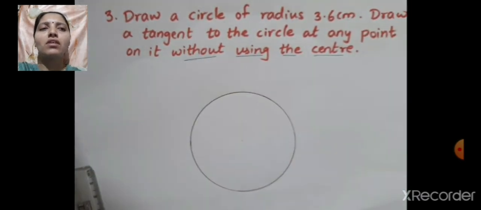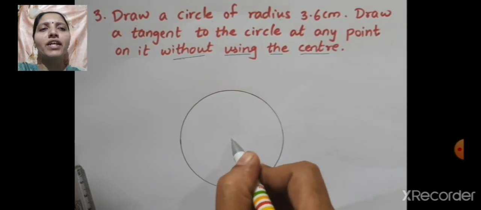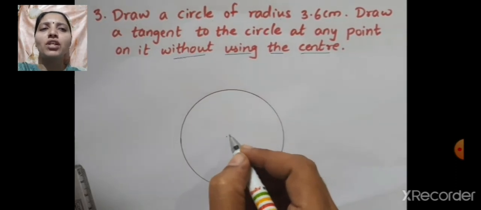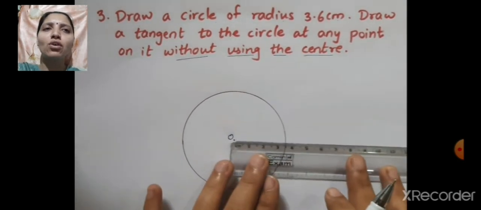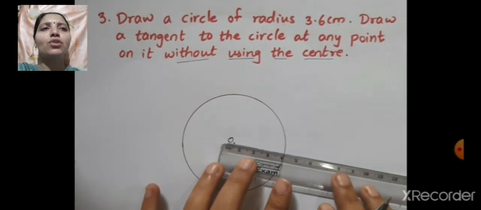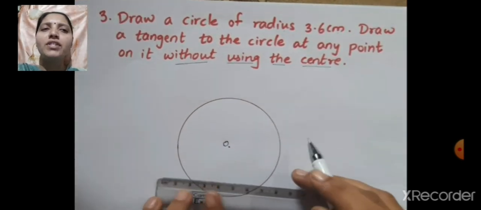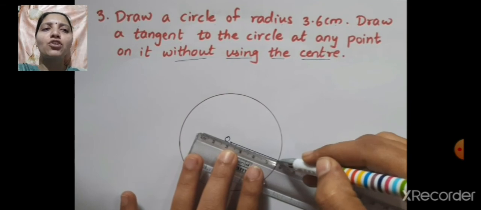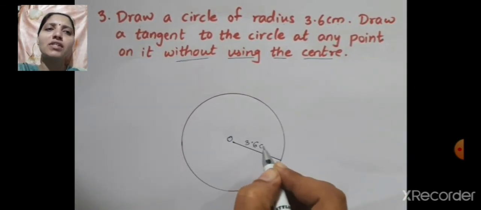So this is the circle and center is, you can write any letter here because it is not mentioned in the question. So I am writing here O. So O is the center of the circle. Now you have to show the radius of this circle as 3.6 centimeter. Now anywhere you can show this radius. I am showing here 3.6 centimeter.